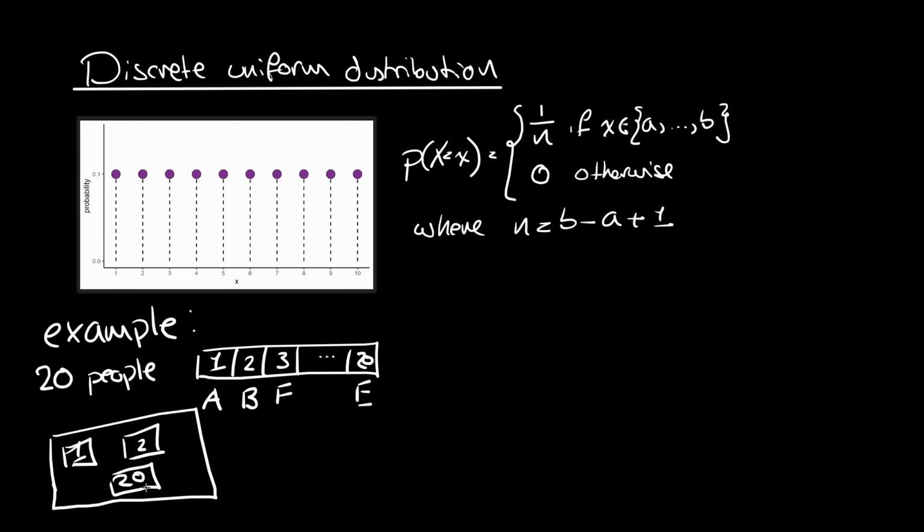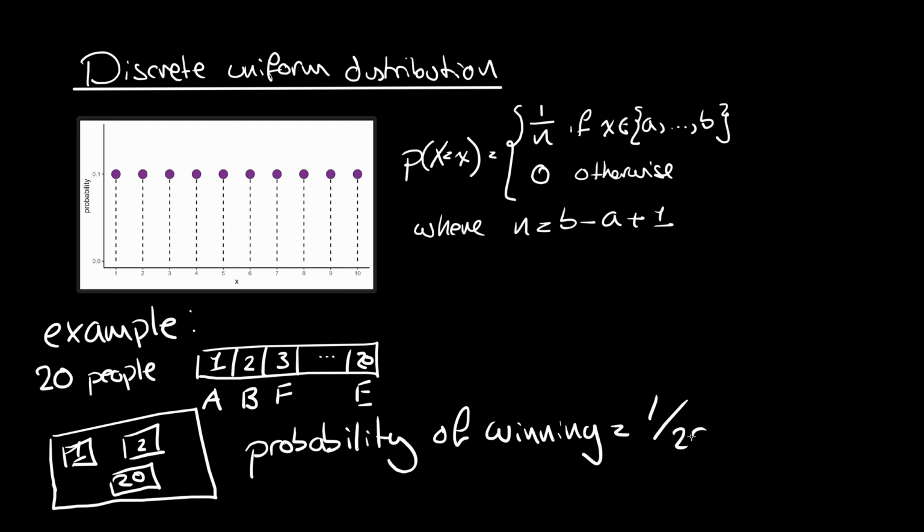This means that the probability of winning the raffle is the same for each person that entered the raffle. In this case, the probability of winning equals 1 over 20.